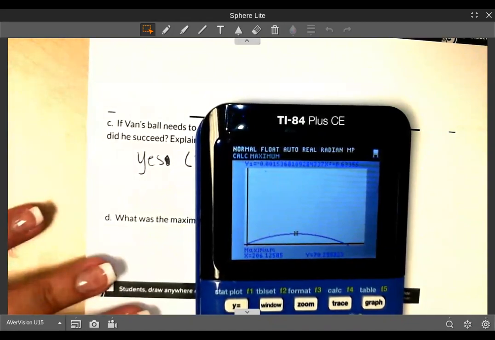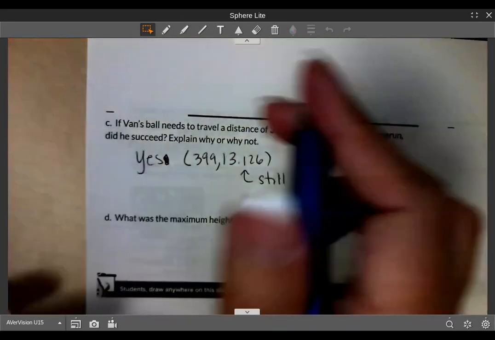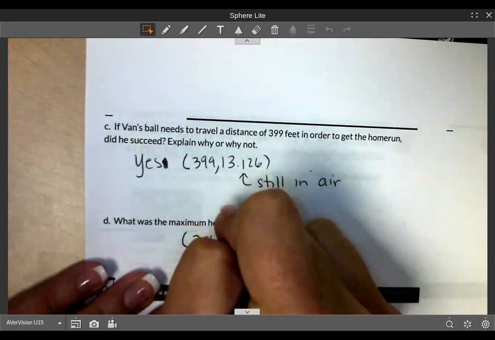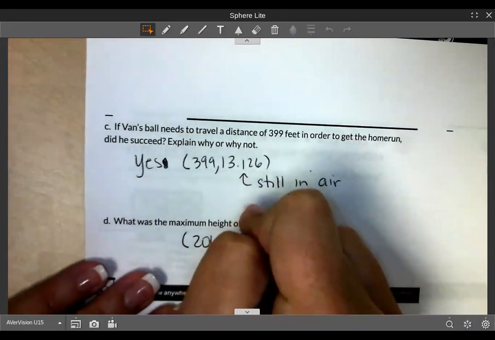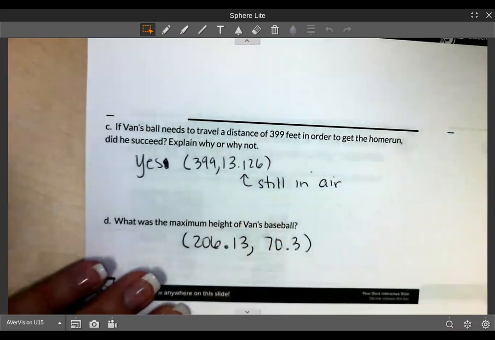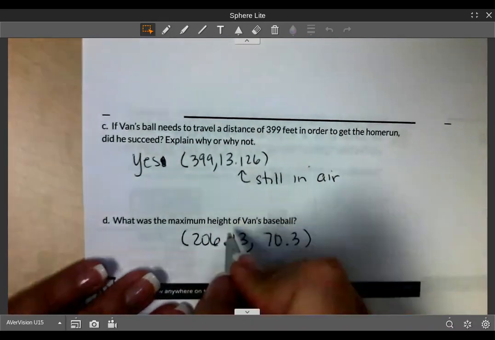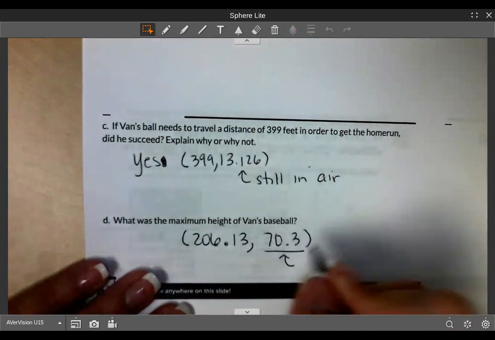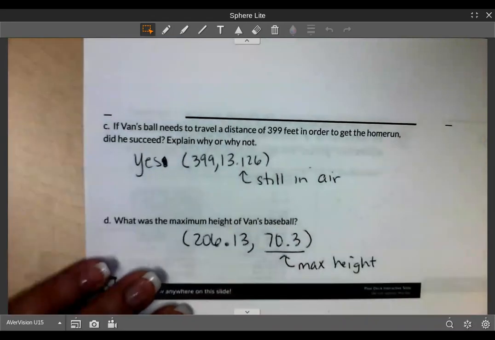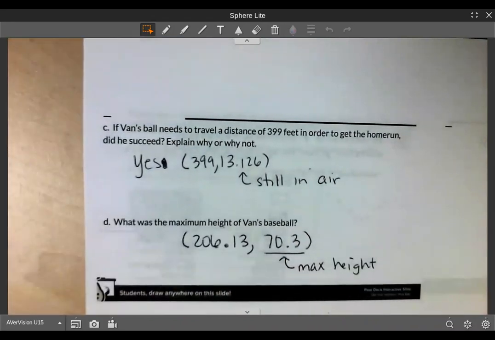206.13 and 70.29. So our vertex point is 206.13, 70.3. And so the height was the y value, so there is our max height. All right, so using the calculator is really useful. It allows you to do it easily since the calculator is doing most of the work.